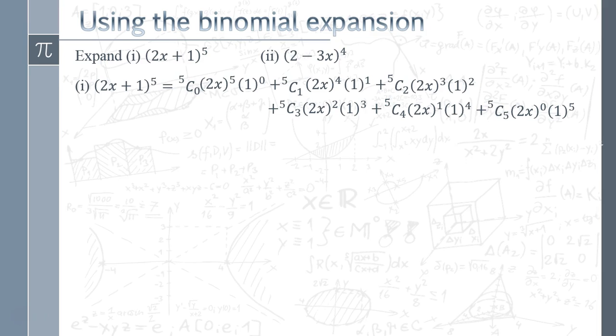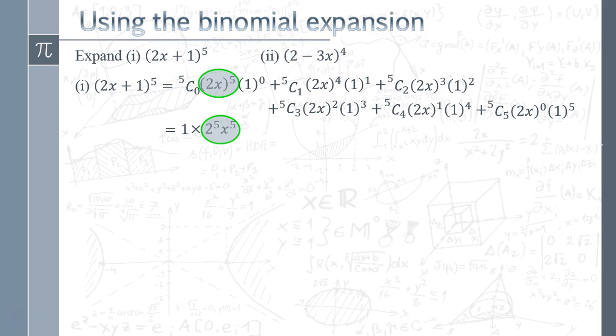So the next stage in our calculation is just to tidy those things up a bit, and it's at this point we'll see why I've used the brackets and why that's important. There's the 5c0, which is 1. Now here's the important bit. 2x all to the power 5 is 2 to the power 5 times x to the power 5.